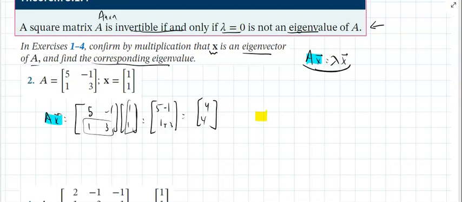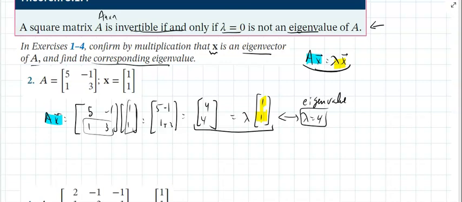And we want it to equal some multiple of 1, 1. And what do you think that is? So what do you think lambda is? Lambda must be 4. Lambda equal 4 is an eigenvalue. And this vector, 1, 1, is the eigenvector of A corresponding to lambda equal 4.